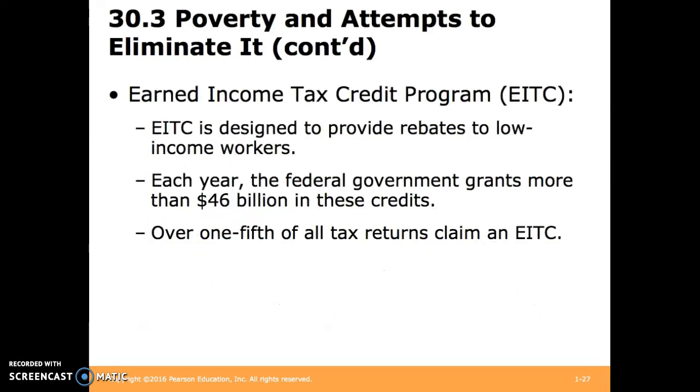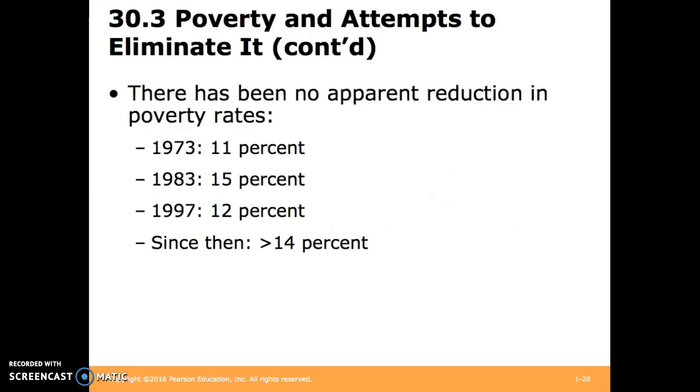The Earned Income Tax Credit Program is designed to provide rebates to low-income workers. Each year, the federal government grants more than $46 billion in these credits. Over 1/5 of all tax returns claim an EITC. Since 1973, there doesn't seem to have been a reduction in poverty rates. The poverty rate has remained roughly around 15%.